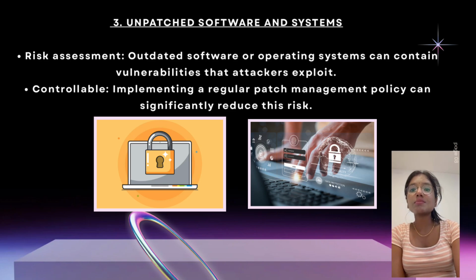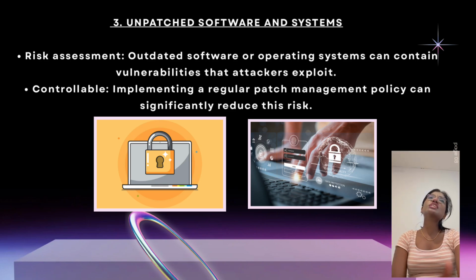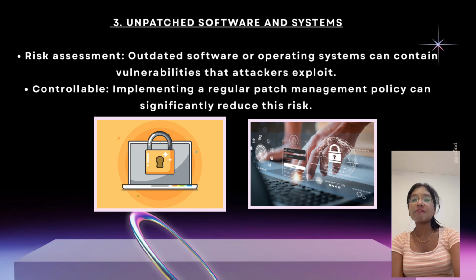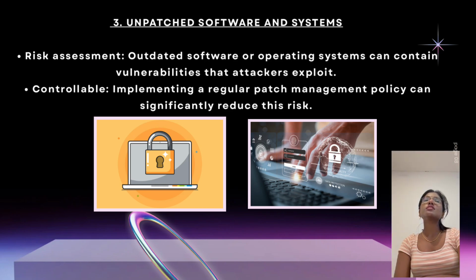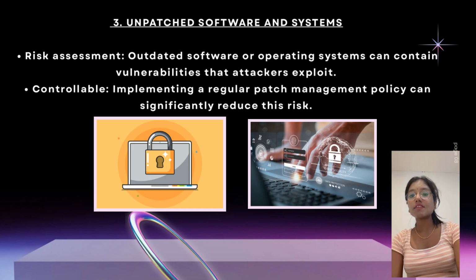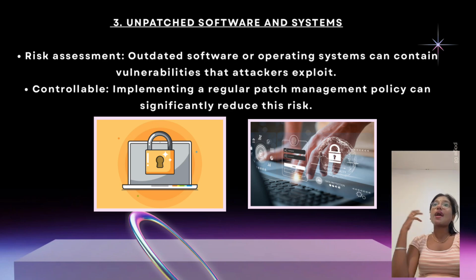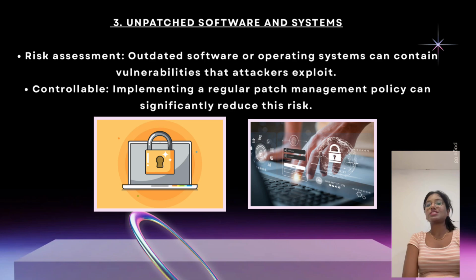Okay, so number 3 will be unpatched software and systems. Outdated software or operating systems have vulnerabilities that attackers can exploit, and this makes it very easy to access them. As a solution, we can implement regular patch management and software updates, so that we can be up to date and reduce this risk.